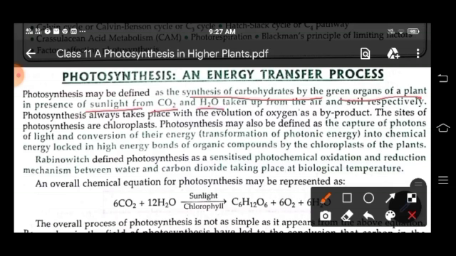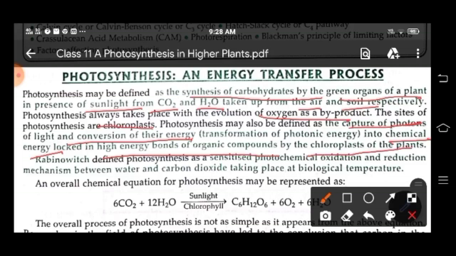Now this carbon dioxide is taken from the air and water from the soil. In photosynthesis, oxygen is liberated as a byproduct. Photosynthesis takes place in the chloroplast of the cell. It can also be defined as the capture of photons of light and conversion of the energy into chemical energy, which is locked in high energy bonds of organic compounds by the chloroplast of the plants.